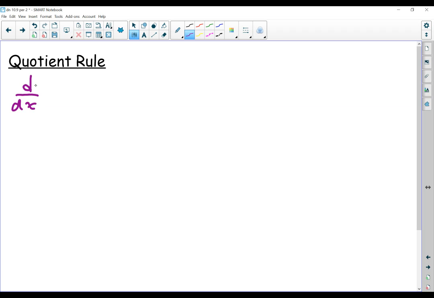Okay, if I'm doing the quotient rule. Now again, the proof of this is in your notes. It's similar to the proof of the product rule, but it's a little more complex because it's a fraction.